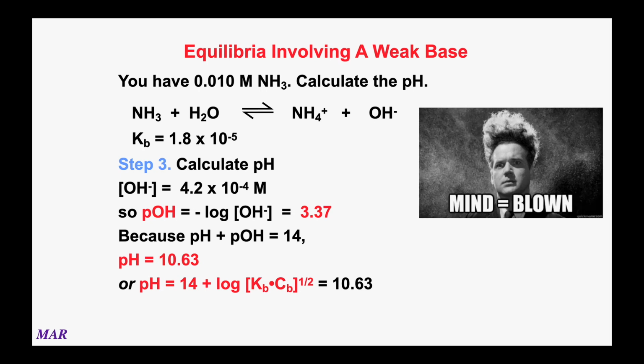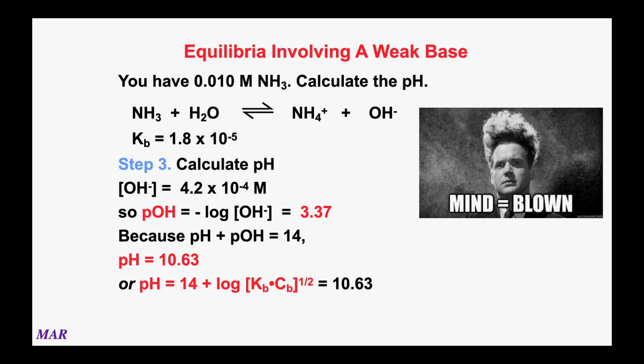You can also use an overall expression. So for the weak acids, we saw pH equals minus log square root Ka times Ca, if 100 times K is less than C, and that was a quick way to find pH. Well, for bases, pH equals 14 plus log square root Kb times Cb, and that's an alternate way to quickly solve for the pH of a weak base.